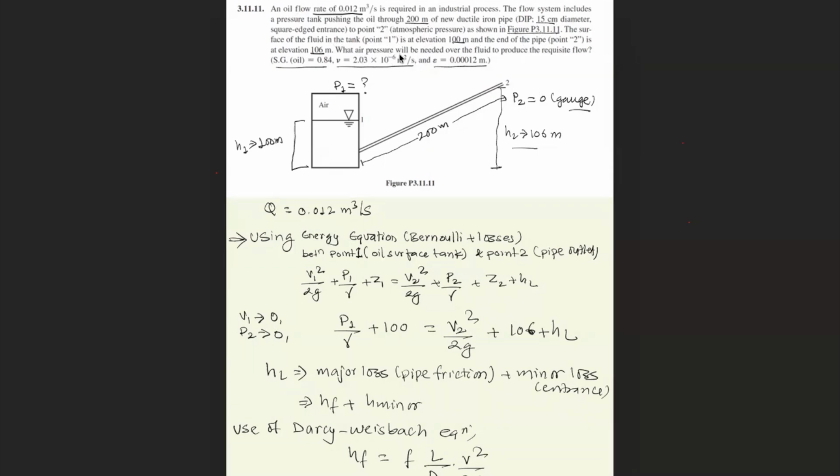How much air pressure will be needed over this fluid to produce the requisite flow from this pipe? Since the specific gravity of oil is also given, and the kinematic viscosity is also given, and the roughness value is also given, using the energy equation, let us compute. Let us just rewrite the energy equation first.